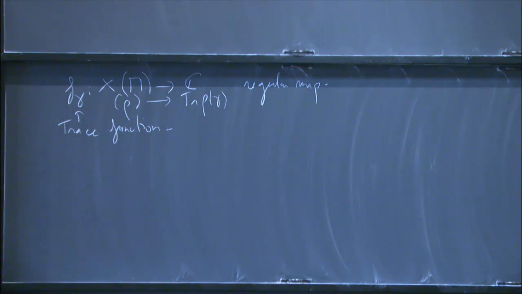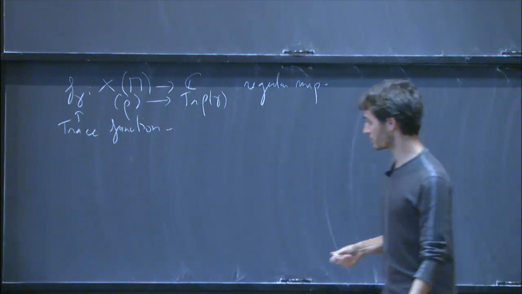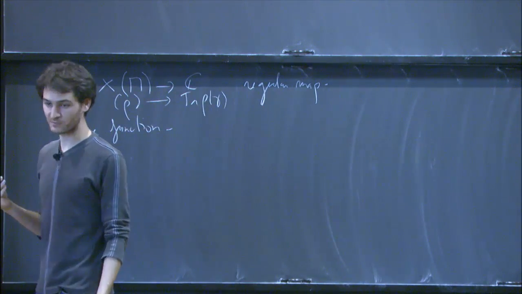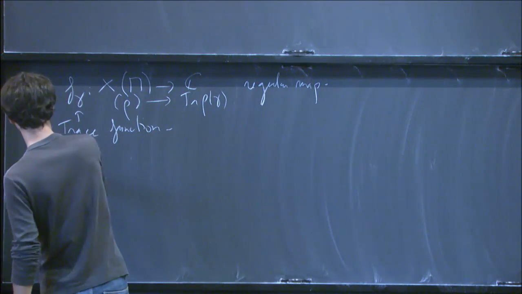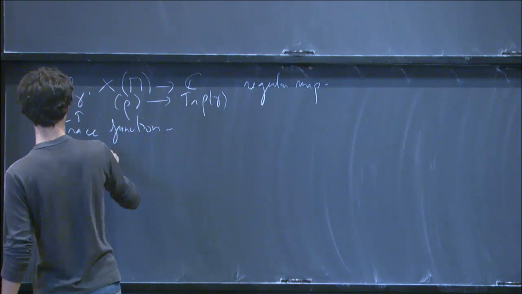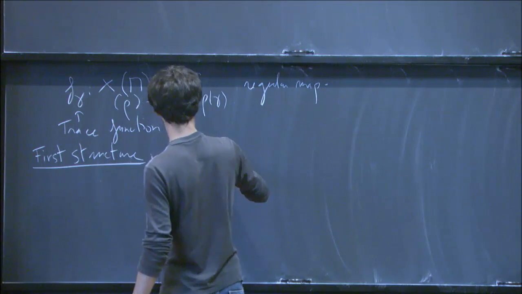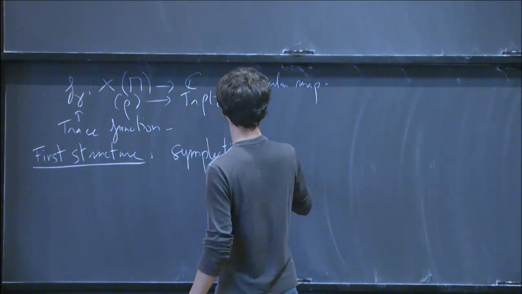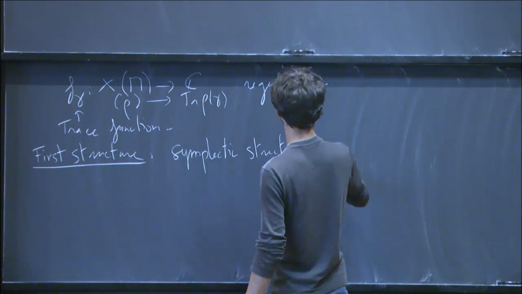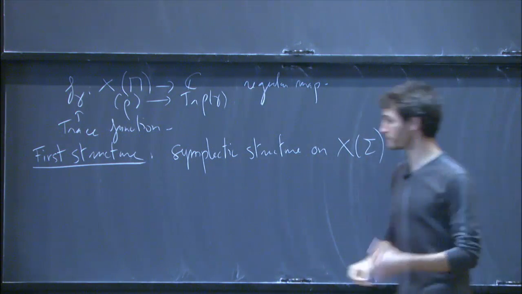So my purpose here is to explain to you that for a specific pi1, which are surfaces or 3-manifolds, there are some natural objects on the character variety. And the most celebrated one maybe is the Goldman bracket, or the symplectic structure. So the first structure is a symplectic structure which is defined on X of sigma for any surface sigma.